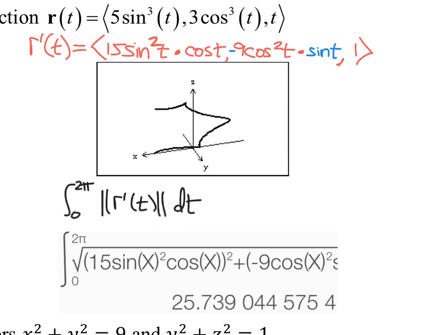So what I'm going to do is go to Math 9. Still on the appropriate interval, 0 to 2 pi. Still need the square root. But instead of actually plugging in the derivative, I'm going to plug in a symbolic representation of the derivative.